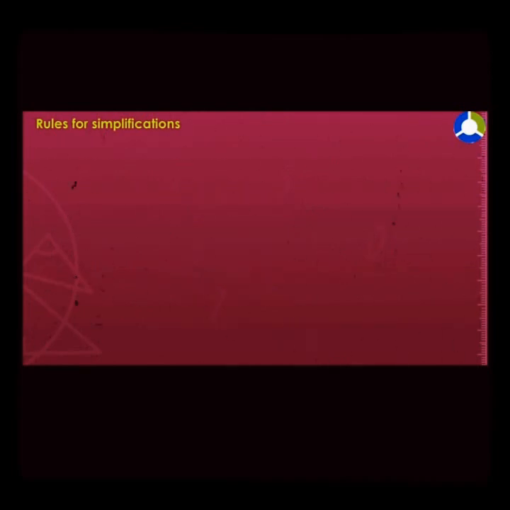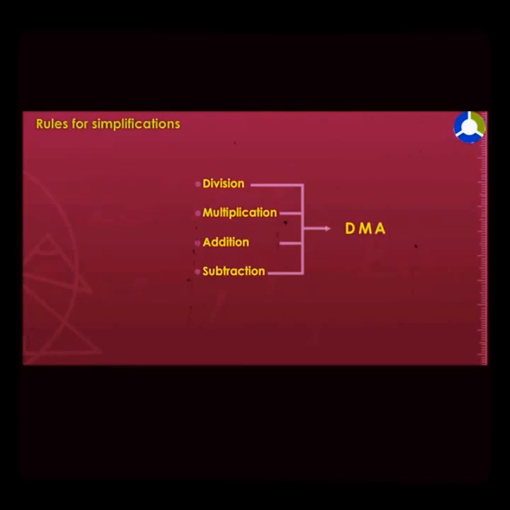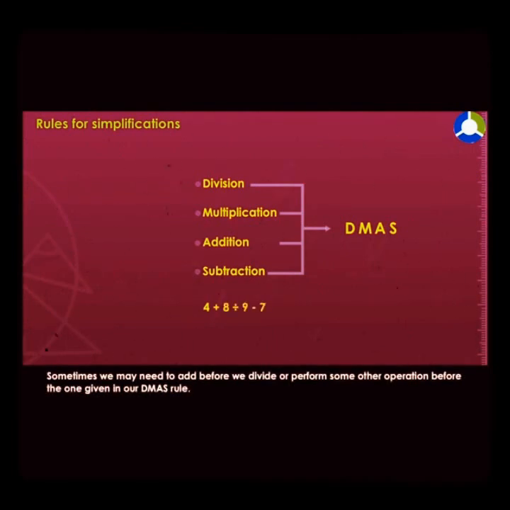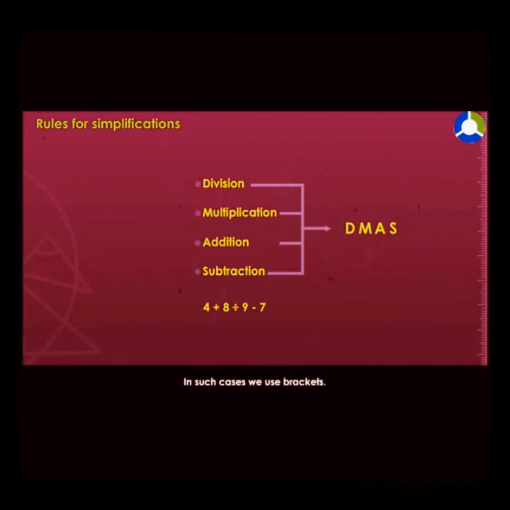We have followed the order division, multiplication, addition and subtraction, DMAS, so far in the process of simplification. Sometimes we may need to add before we divide or perform some other operation before the one given in our DMAS rule. In such cases, we use brackets. The operation to be done first is placed within the brackets.